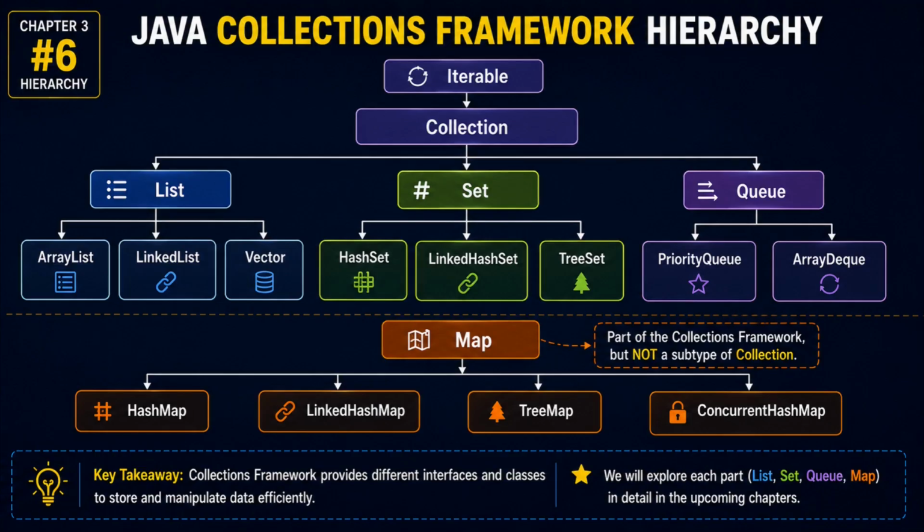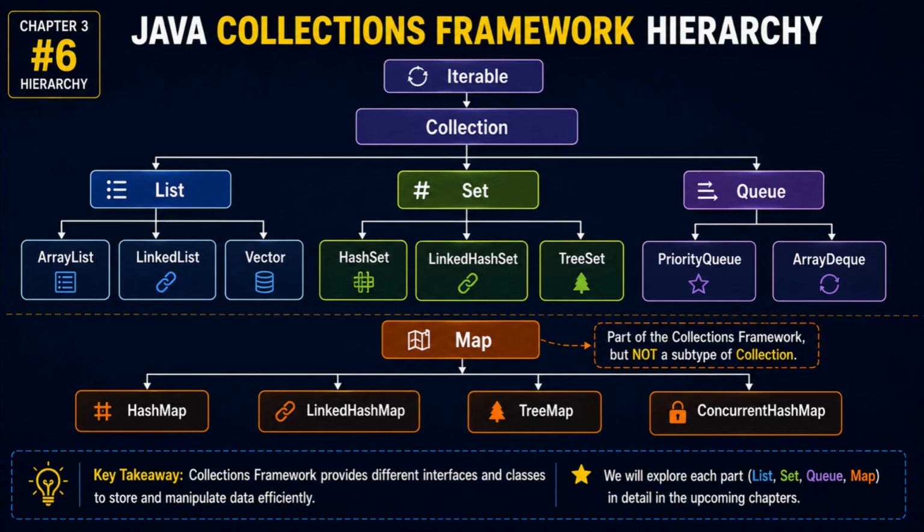This diagram gives you the complete picture of the Java collections framework. At the very top, we have the Iterable interface. Anything that implements the Iterable interface can be traversed using the enhanced for-each loop. Below that comes the Collection interface. Think of Collection as the common parent interface for most collection types in Java. From Collection, we have 3 major branches: List, Set, and Queue. Each branch is designed to solve a different problem. List stores ordered elements and allows duplicates. Set stores unique elements. Queue processes elements in sequence. Later in this video, we'll explore each one individually.